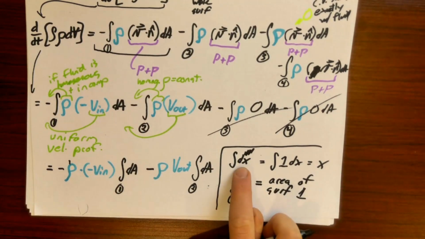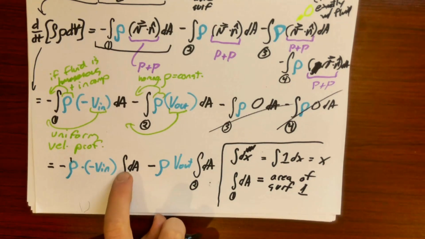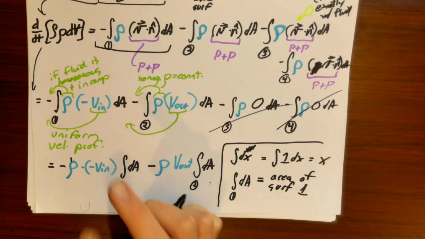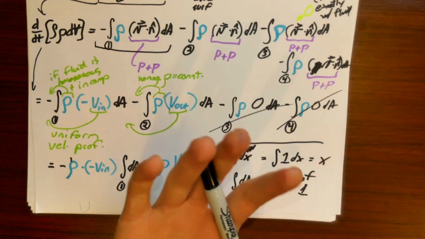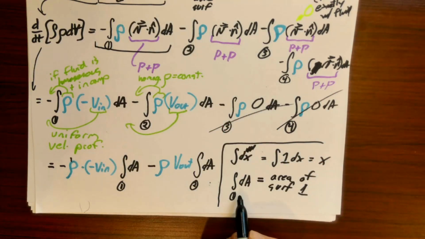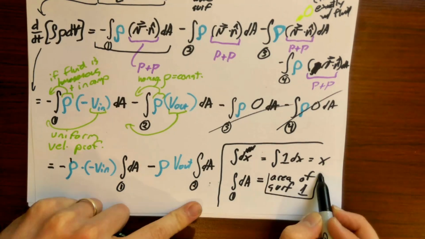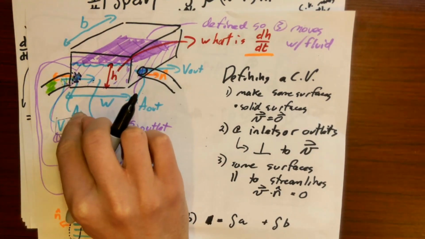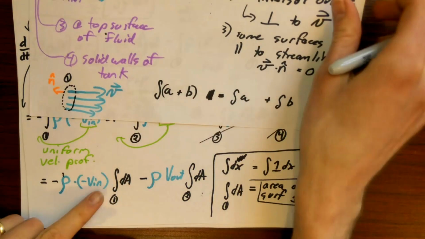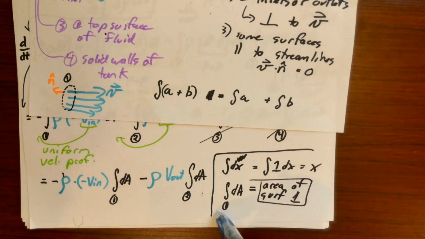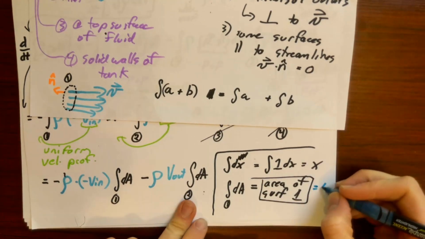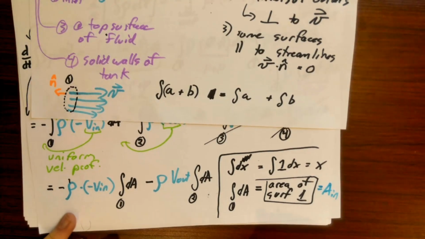So it's like, integrate dx, you get x. In this case, you integrate dA, you get A. And instead of dealing exactly with whatever the limits of integration would be, even if you could properly define them, just know that if you integrate dA over surface 1, you get the area of surface 1. And for our problem, the area of surface 1 is a well-known constant, the area of our inlet. So the integral over surface 1 of dA is just equal to the area of our inlet.